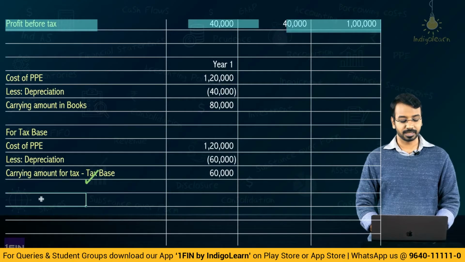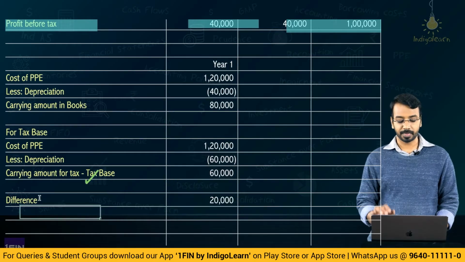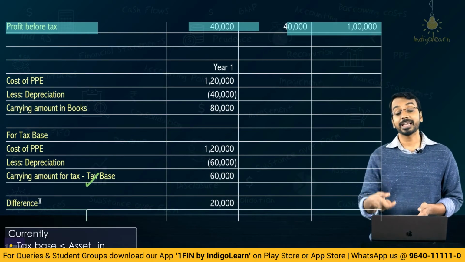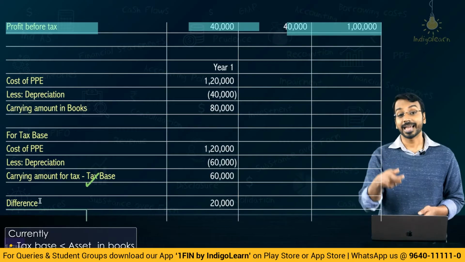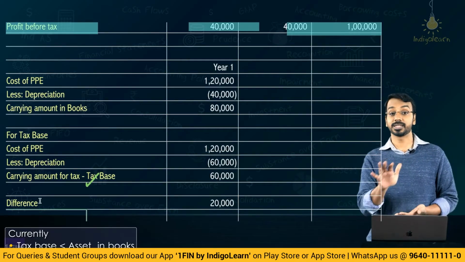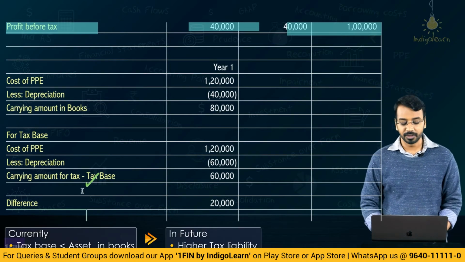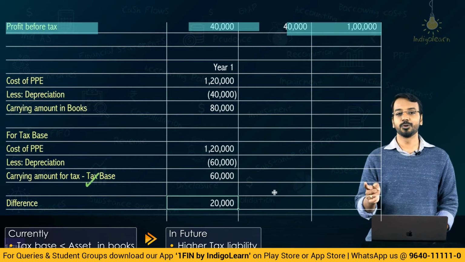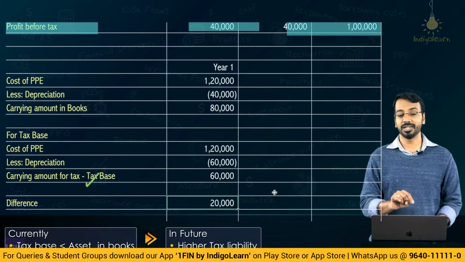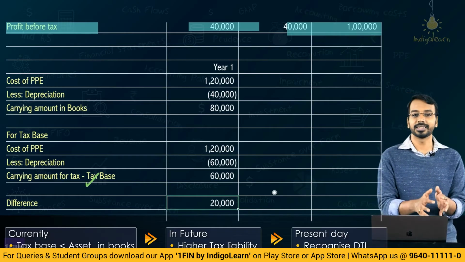Now, is there a difference? Yes, there is a difference. What is the difference? 80 minus 60. Meaning to say, the tax base is lesser than the asset in the books, which also means that in the future, we will get less deduction, and because of that, we will have to pay higher tax. So, you will have to recognize the liability today.